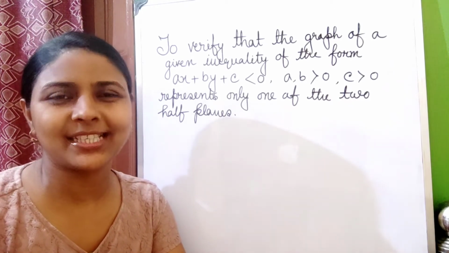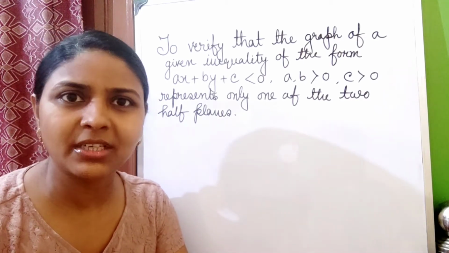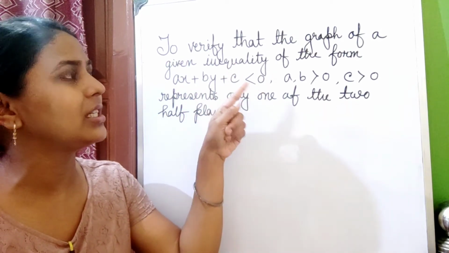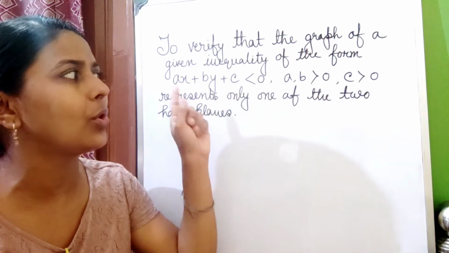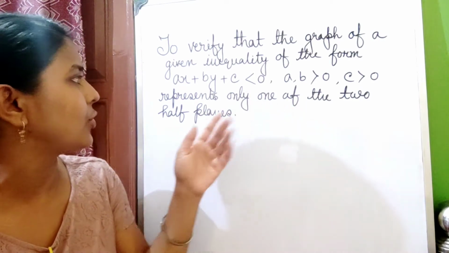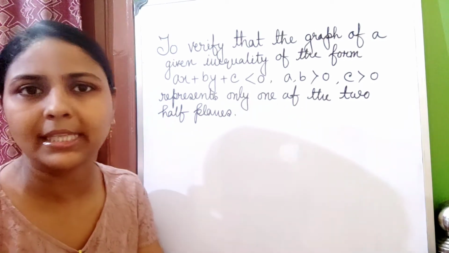Today I am going to discuss the class 11 activity whose objective is to verify that the graph of a given inequality of the form ax plus by plus c less than 0, where a, b and c are all greater than 0, represents only one of the two half planes.